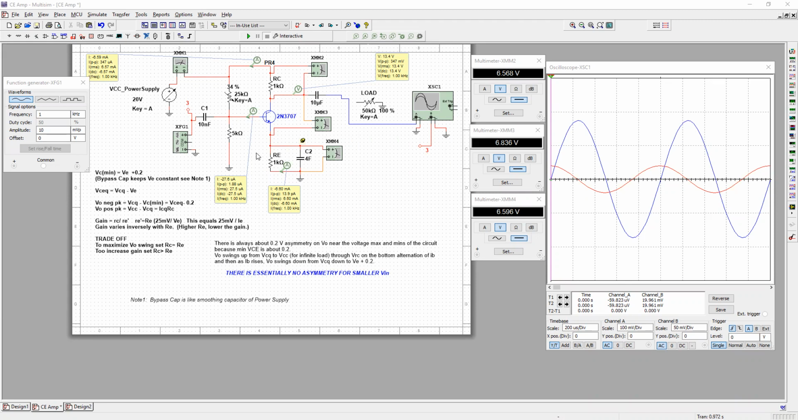KVL would demand that the voltages all sum to 0. You know that when the transistor is conducting, when it's on, you're going to have about a 0.6, 0.7 volt drop across the base and emitter. The rest of the voltage goes across RE, which essentially sets my collector current.